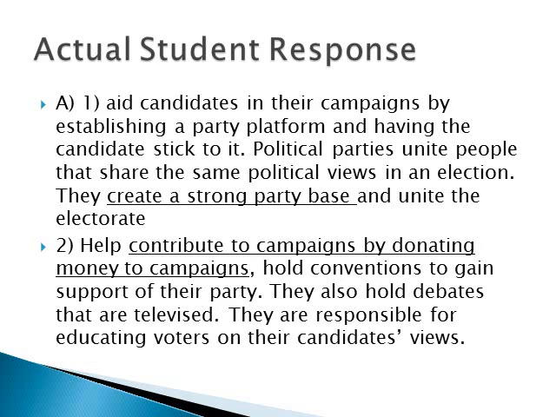All right. So this person, when they wrote this, they labeled things. And if you'll notice, they didn't always start off with a proper sentence format. So here we go. A1. Aid candidates in their campaigns by establishing a party platform and having the candidates stick to it. Political parties unite people that share the same political views in an election. They create a strong party base and unite the electorate. 2. Help contribute to campaigns by donating money to campaigns. Hold conventions to gain support of their party. They also hold debates that are televised. They are responsible for educating voters on their candidates' views.